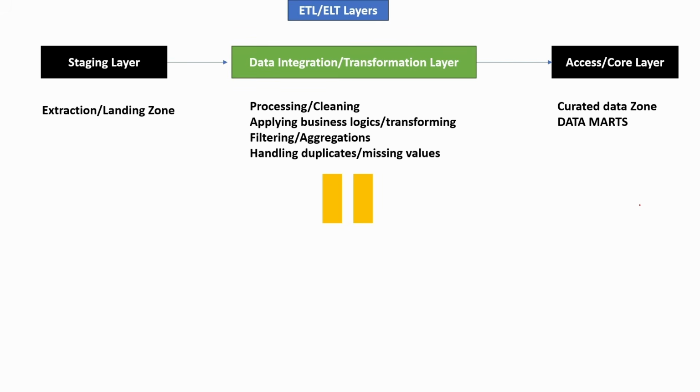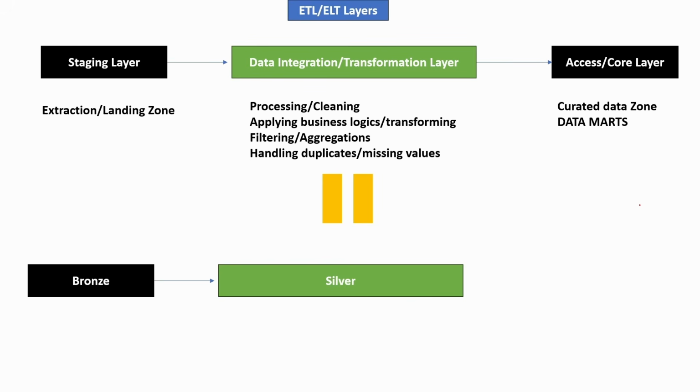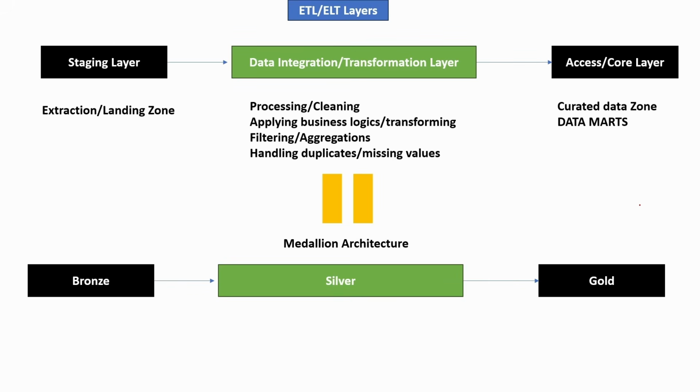There is another variation of these three layers as well, in which we call the staging layer the bronze layer, the data integration layer the silver layer, and the access layer the gold layer. And this architecture is also known as Medallion architecture, and it is a very famous architecture.